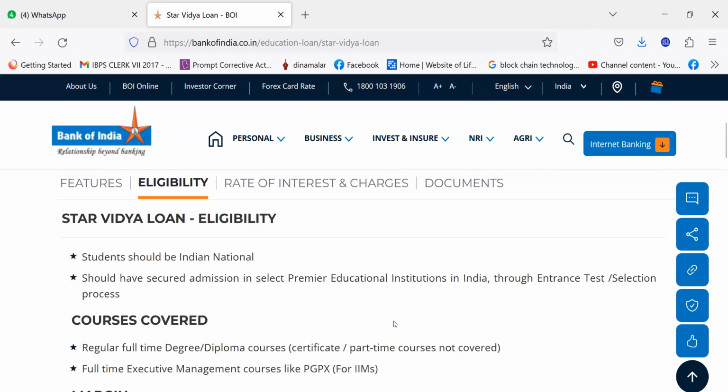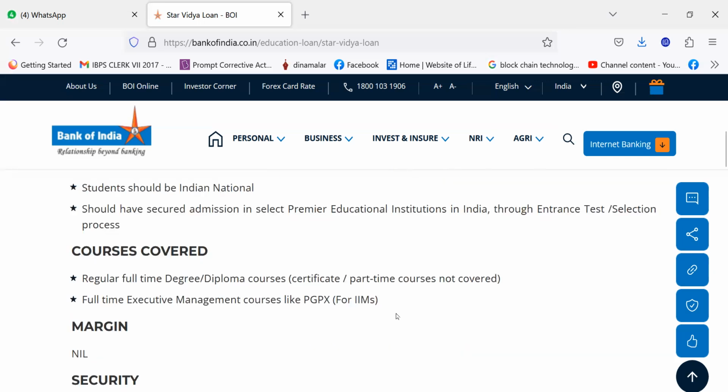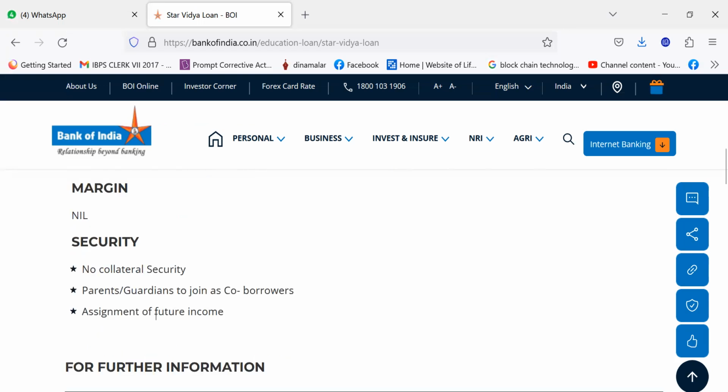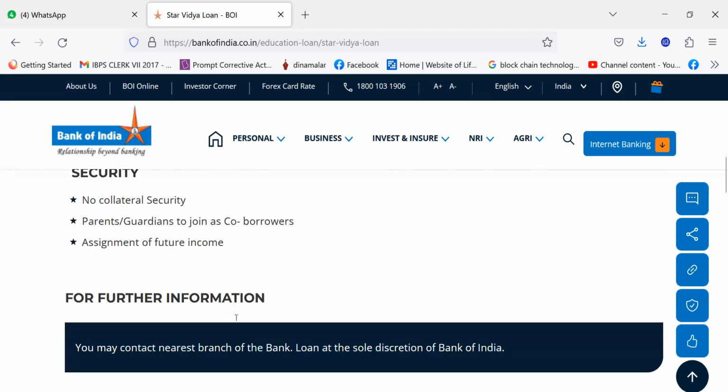Eligibility: students should be Indian nationals, should have secured admission in select premier education institutions in India through entrance test or selection process. Courses covered: regular full-time degree, diploma courses; certificate or part-time courses not covered; full-time executive management courses like PGP, PGPX for IIMs. Margin nil. Security: no collateral security. Parents or guardians to join as co-borrowers. Assignment of future income.